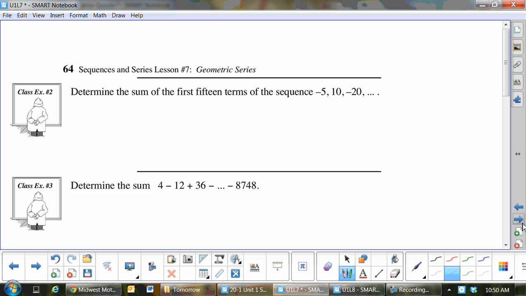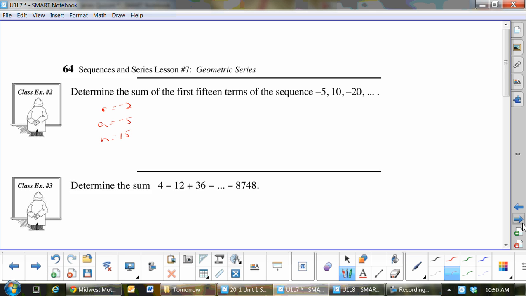Determine the sum of the first 15 terms of the geometric sequence -5, 10, -20. Okay, what do you know? R is -2. What else do you know? A is -5. No, we don't know Tn. We know N. Okay? Tn would be if they showed us the last term.